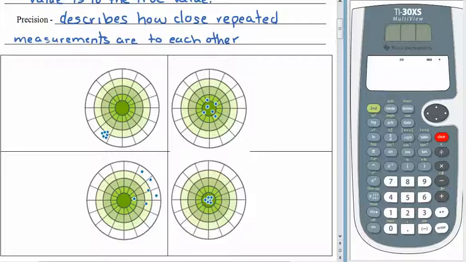So here we have some bullseyes, and the little blue dots represent the measurements, and the very center of the bullseye is the truth. So when we look over here on the left, we have a really nice grouping, but it's nowhere close to the center. This nice grouping means that we are precise.